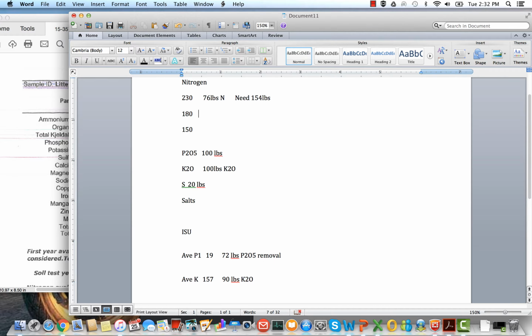Or, same thing, we're going to go with that 4 ton number. That would be 76 pounds here. And then I need 104 of additional N. And here, 150 minus 76. So again, I'm 76 pounds from that 4 ton rate. Let's put that up here so we remember it.